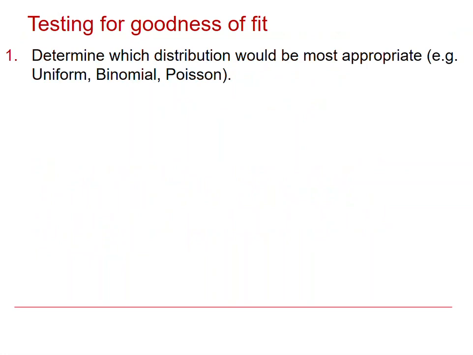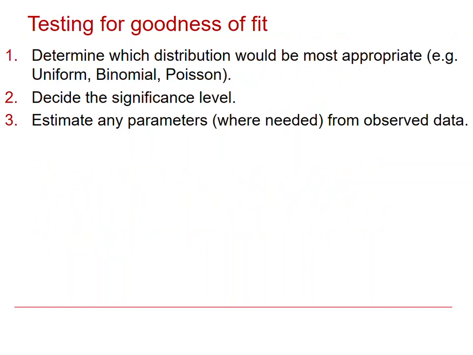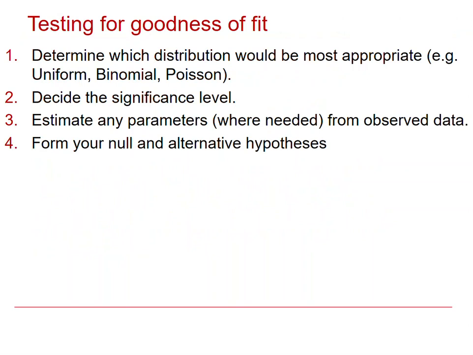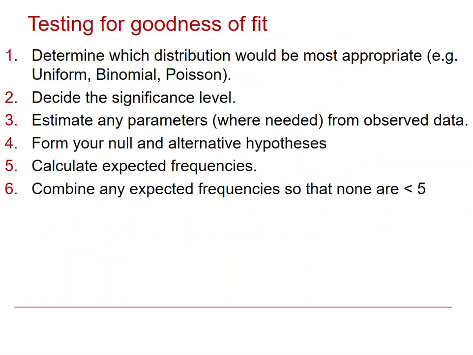Here is a quick recap of how to carry out a goodness of fit test. First of all, you need to determine which distribution would be most appropriate and decide on your significance level. Then you need to estimate any parameters from the observed data, form your null and alternative hypotheses, and calculate expected frequencies. For those expected frequencies which are less than 5, they need to be combined into other cells. Find the number of degrees of freedom, which is the total number of cells minus the number of constraints.